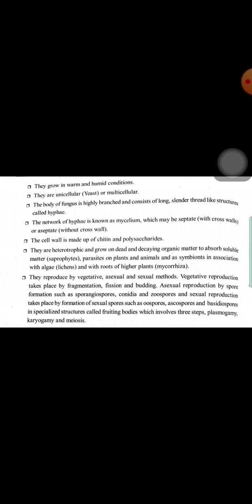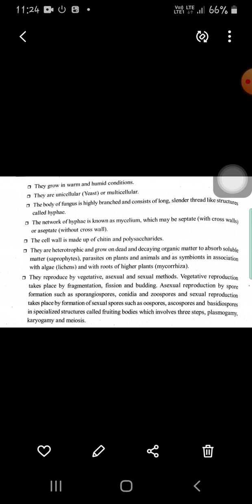It may be septate, which means it has cross walls, or aseptate, which does not have cross walls. The cell wall is made up of chitin or polysaccharides.